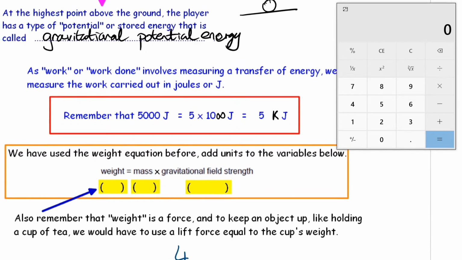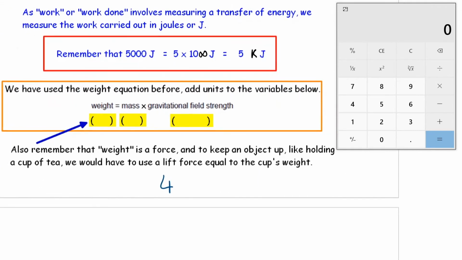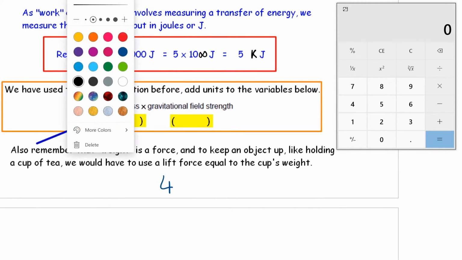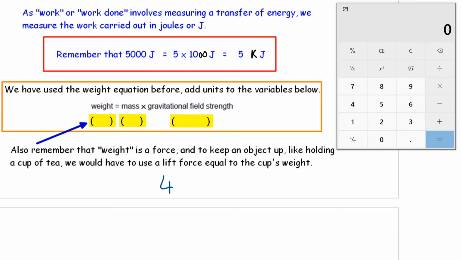In this orange box is a reminder, we've used the weight equation before. Add units to the variables below. Pause the video, and I'd want you now to write in what you think are the correct units. What you should have written in: weight is a force measured in newtons, mass, kilograms, and gravitational field strength, newtons per kilogram. That's the hardest one to remember.